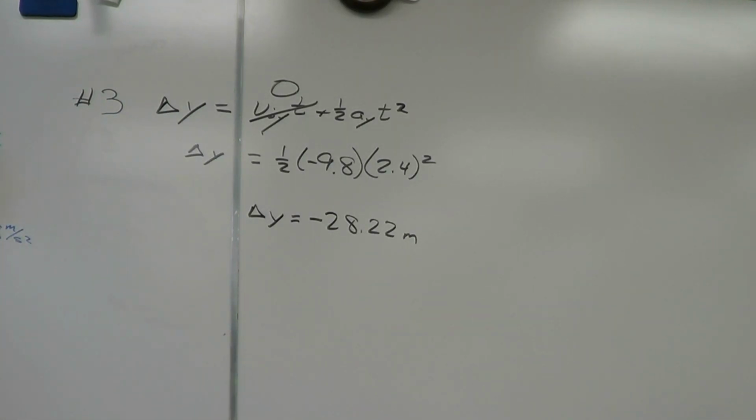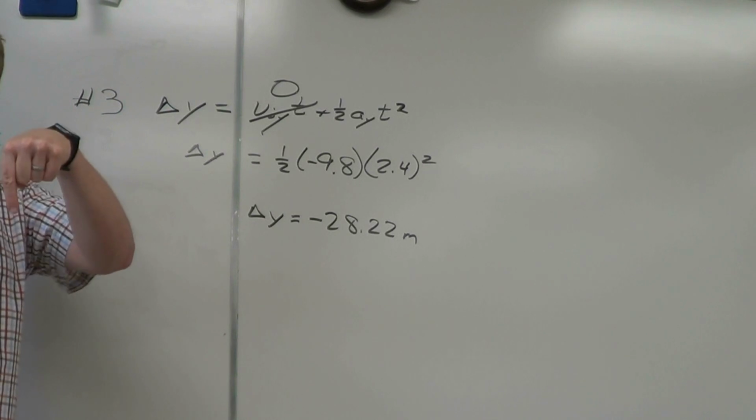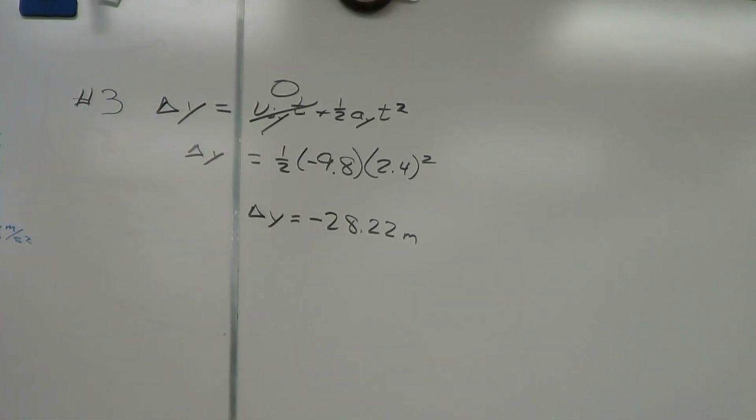What had an initial velocity in the y direction of 0? What was the object that had an initial velocity of 0 in the y direction? The rock. The rock was initially moving at 0 meters per second, accelerating down at negative 9.8 meters per second squared, and it fell for 2.4 seconds. So what was the displacement for the rock? Negative, down, negative 28.22 meters.